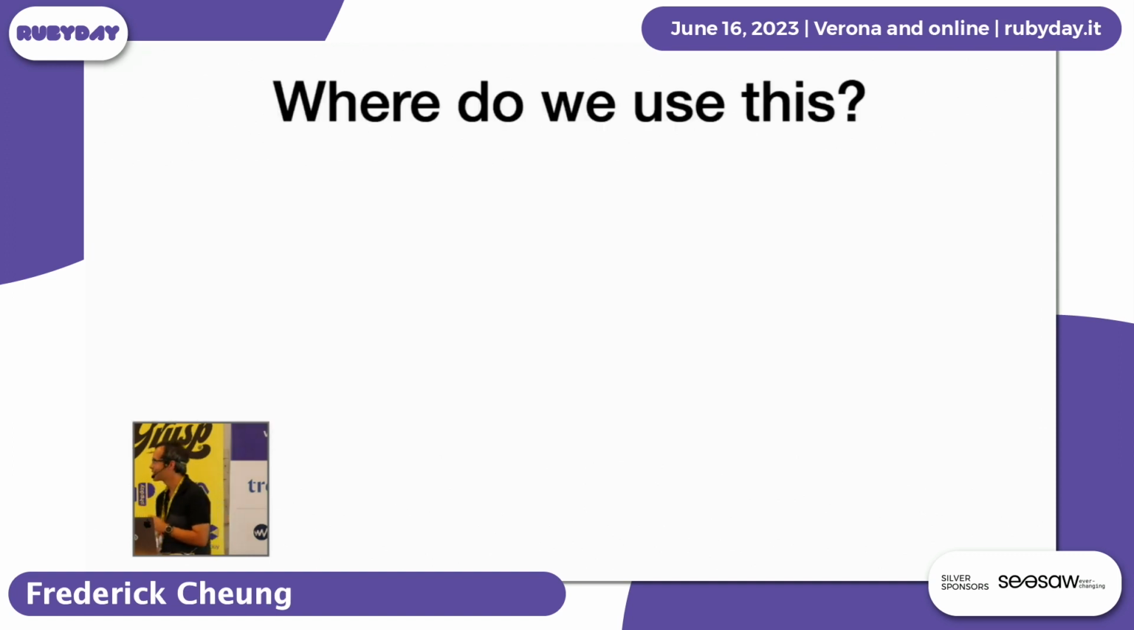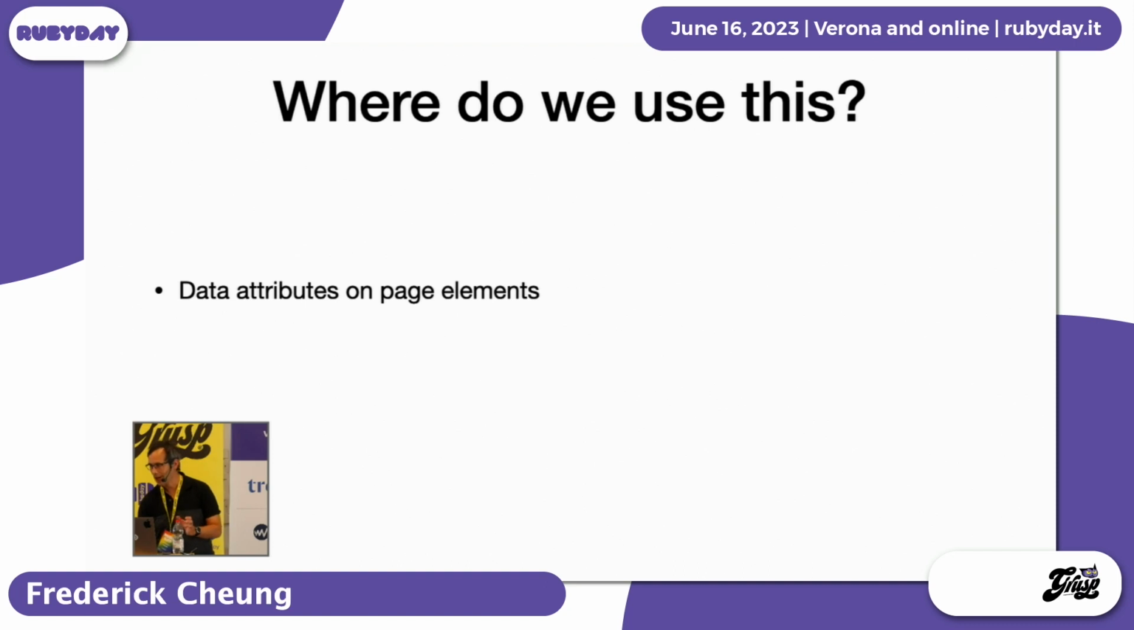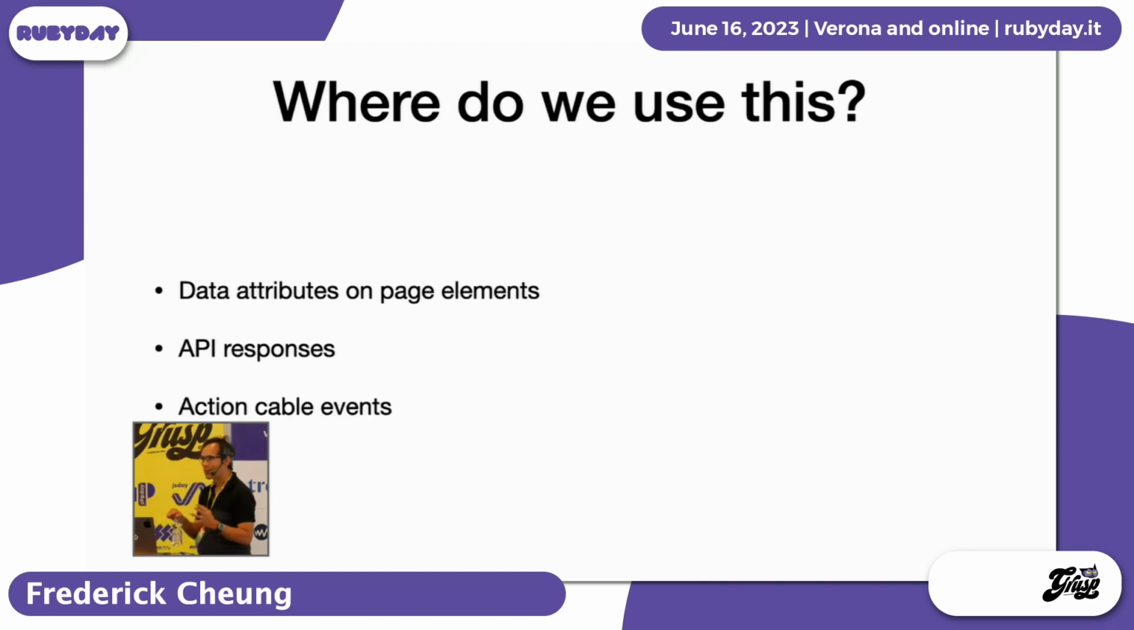So where do we use this? I mean, the short answer is wherever we can. The longer answer: we have a lot of pages where the page is an HTML page or a regular HAML template, but we have elements on the page that get replaced at runtime with React components. And those React components, their initial props come from data attributes on those, and we check those data attributes. API responses is the most obvious use case, and we do that a lot. And also Action Cable events, because we use quite a lot of Action Cable.